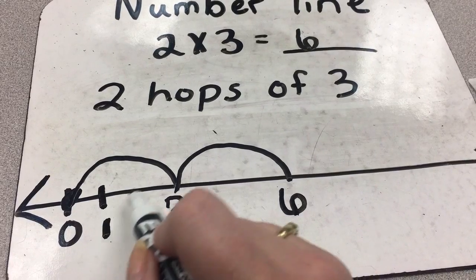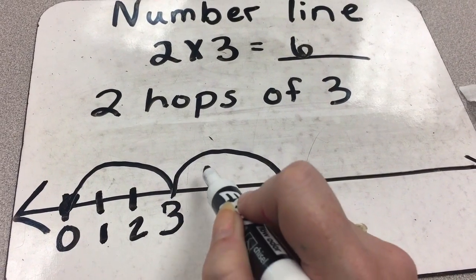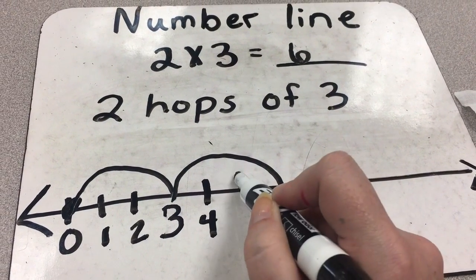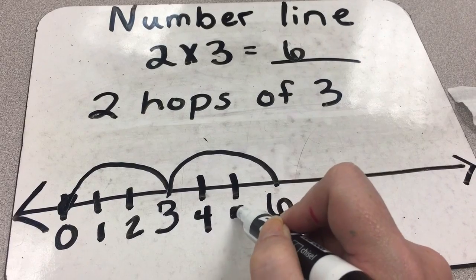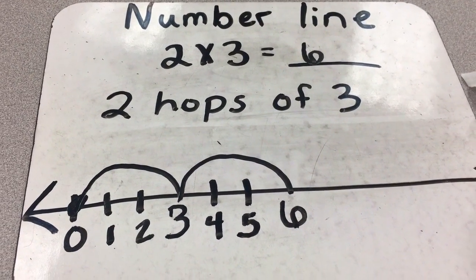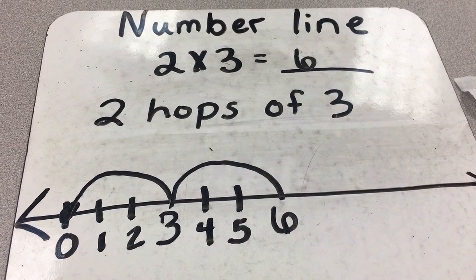Some students can't do that, so they may need to draw in each of those numbers. So 1, 2, 3, 4, 5, 6. The number line is usually best for students who are very visual. They need to see the movement of the numbers.